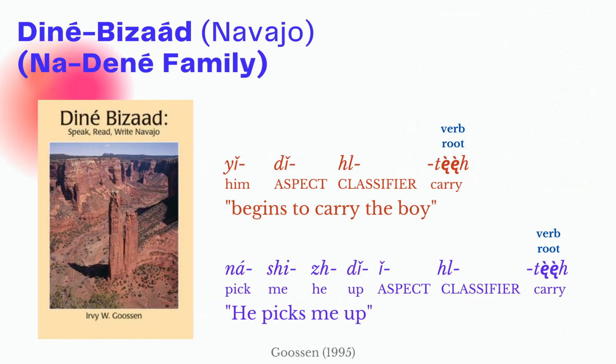Notice that in this example, everything in the word before the verb root belongs to one or another of the numerous grammatical markers used in Diné-Bizaad. So, in the expression meaning begins to carry him, or in a more complex example, as this one meaning he picks me up, there are at least 10 distinct prefix positions for the verb and dozens of different prefixes.